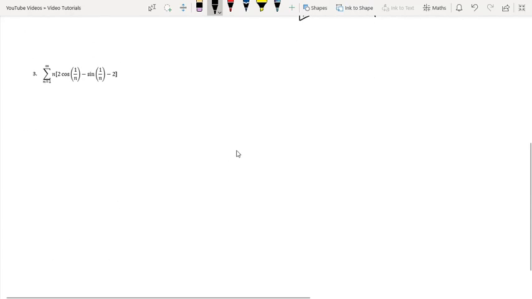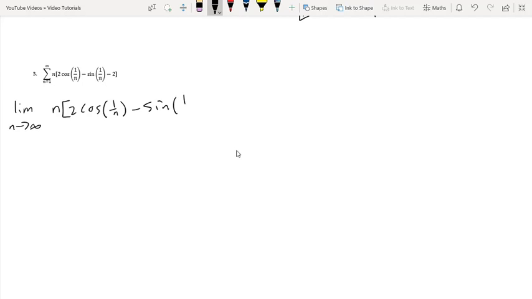Now this one here looks like a bit of a mouthful to take in. Got a lot of stuff going on. And you could try doing a few things. You can maybe try doing the ratio test, but that's probably a bad idea because you're going to be trying to cancel out like terms with trigonometric functions, which doesn't really work out that well. So what I would try doing here would be to use the test for divergence. So we take the limit as n approaches infinity of the general term a_n, which in this case is going to be n times (2 cos(1/n) minus sin(1/n) minus 2).